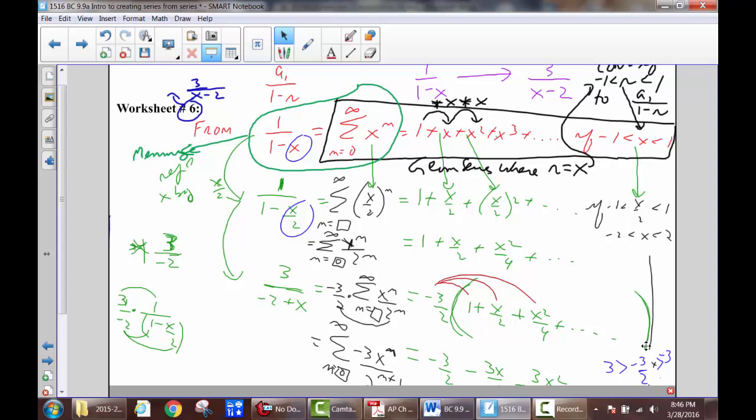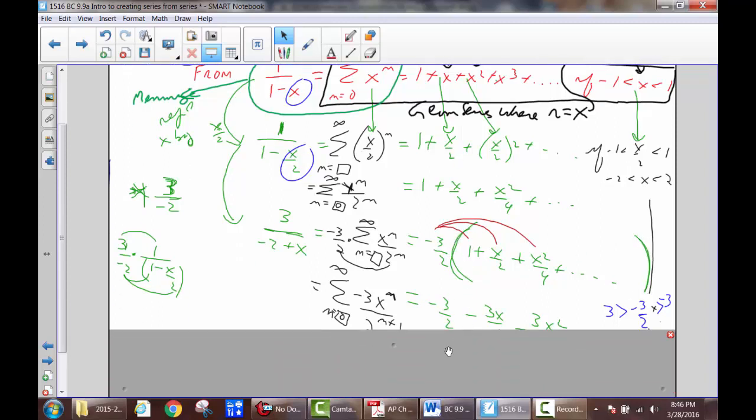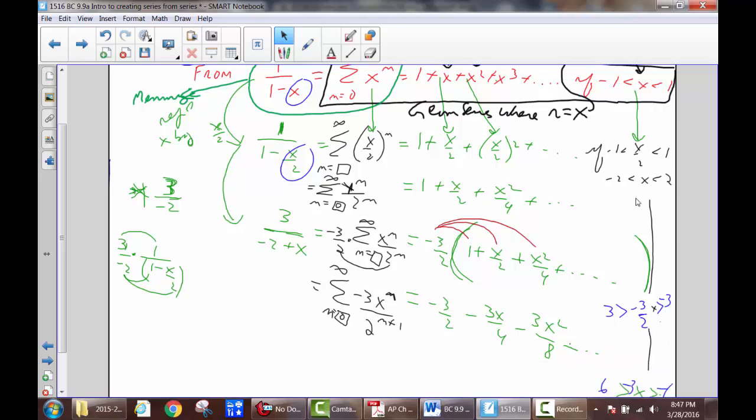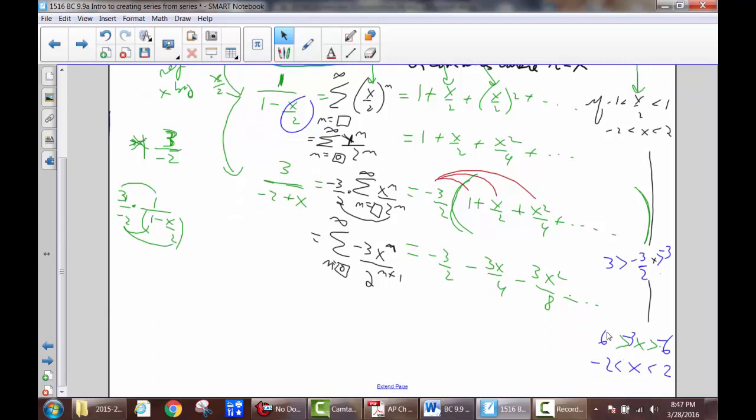I'm multiplying the entire infinite polynomial by negative 3 halves. So this is just the distributive property since that's just a monomial. And here I can bring the negative 3 in. That's 2 times 2 to the n, which is 2 to the n plus 1. And then you figure out your limit of integration. And again here, I replace x by x over 2, multiply by negative 3 halves, etc.